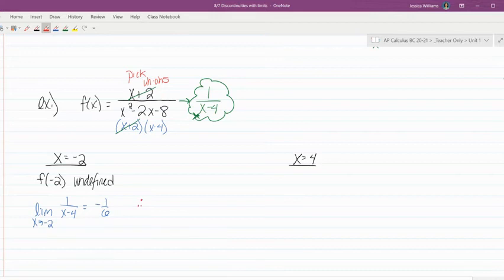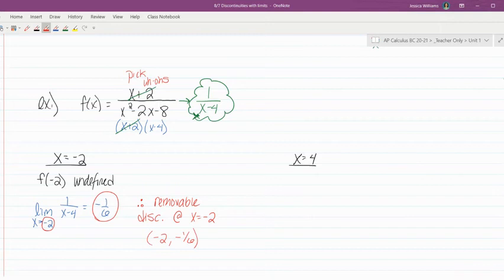So come over here and say, therefore, removable discontinuity at, I'm just going to give the x value, but if you remember from pre-calculus, you now know exactly that there is a hole at negative 2 comma negative 1/6. Because remember, this is your input, this is your output, so there's your x and your y. The function value didn't exist, but the limit from both sides of negative 2 gives the same limit of negative 1/6. So the limit matches, the limit exists, but it doesn't match your function value. And that's how we define a hole, a removable discontinuity.